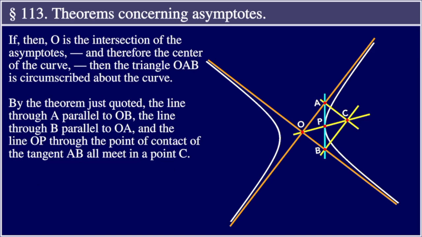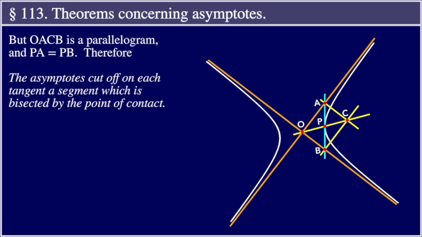If then O is the intersection of the asymptotes, and therefore the center of the curve, then the triangle OAB is circumscribed about the curve. By the theorem just quoted, the line through A parallel to OB, the line through B parallel to OA, and the line OP through the point of contact of the tangent AB all meet in a point C. But OACB is a parallelogram, and PA is equal to PB.